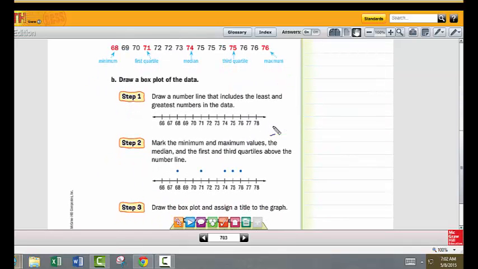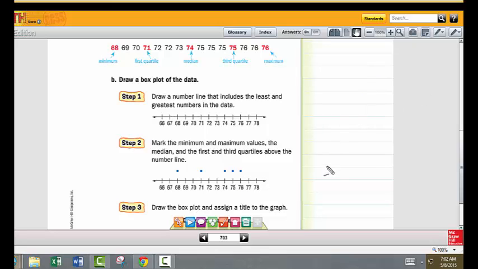So now we can take those numbers and we need to put them in a box plot. So we need to draw a number line that includes the range of the data, from the lowest minimum to the highest maximum. So from 66 to 78 we draw a number line. Additionally, we need to mark the minimum, maximum values, the median, the first quartile, and the third quartile. So we put a point at 68, this is our minimum. We put a point at 71, that's the first quartile. Our median is 74, we have a point there. Our third quartile is 75, and our maximum is 76. So we have these 5 points plotted.